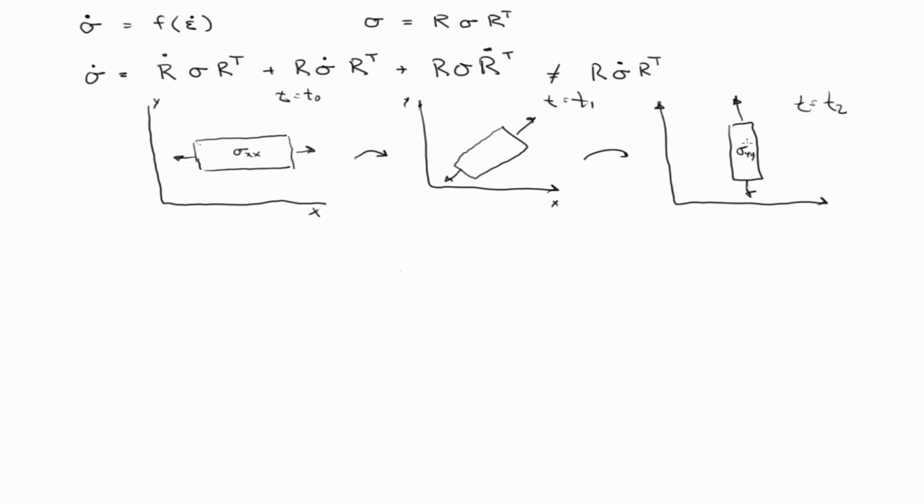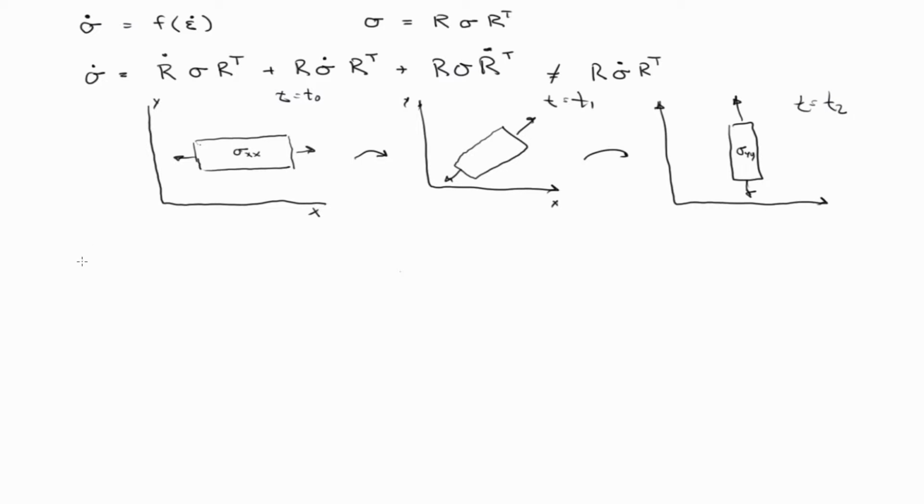Because remember, the Cauchy stress is an Eulerian thing. It lives in the deformed frame, right? So what about a rate of Kirchhoff stress or second Piola-Kirchhoff stress, where everything is in the reference frame all the time? Then the rate of second Piola-Kirchhoff stress would be objective, right?